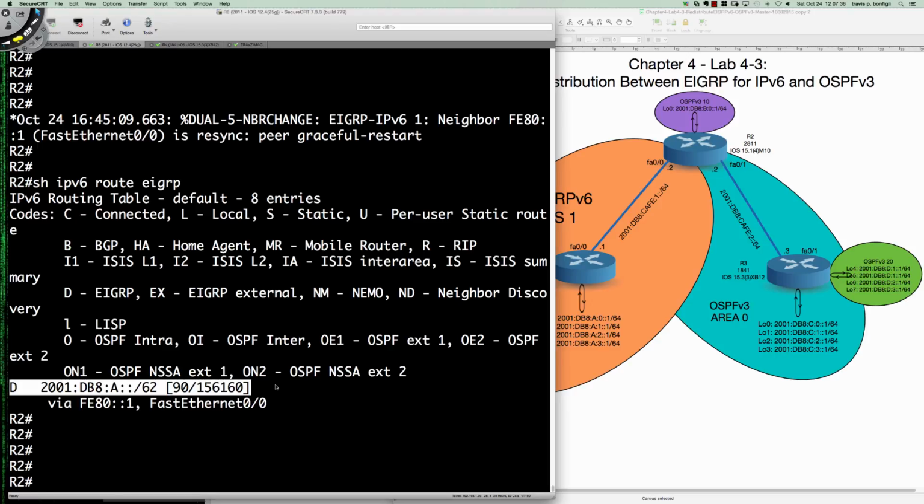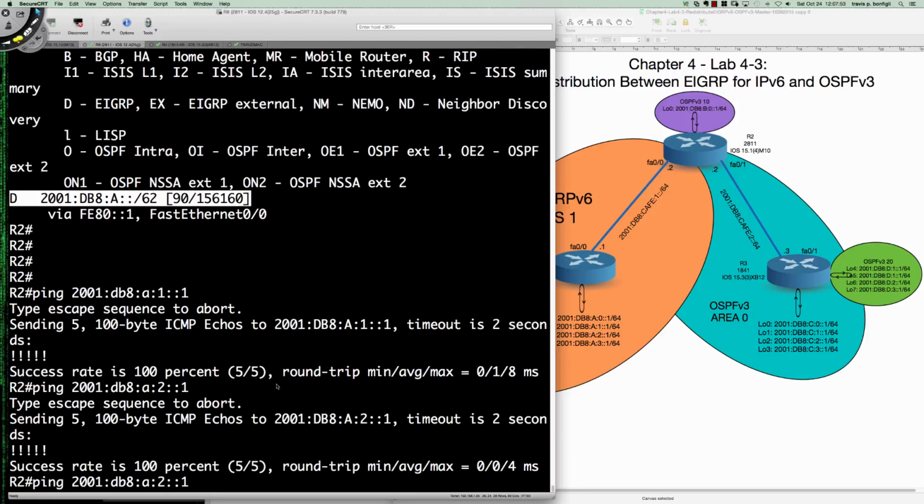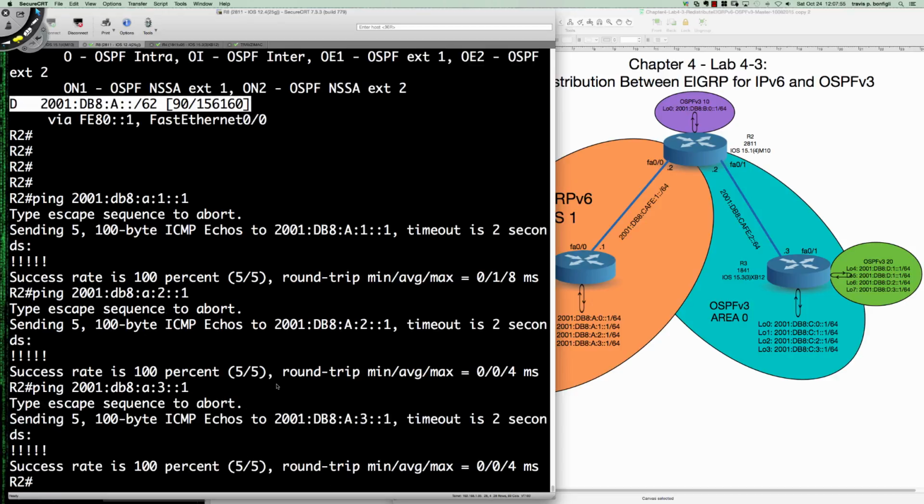So now it asks you to verify again if you can still do the pinging. So go ahead and give it a ping. It should work. I'll throw some manual pings in here actually. So I'll just say ping 2001:db8:a:1::1. So yep, we've got connectivity there. What about to :2::1? That works. :3, and that works.